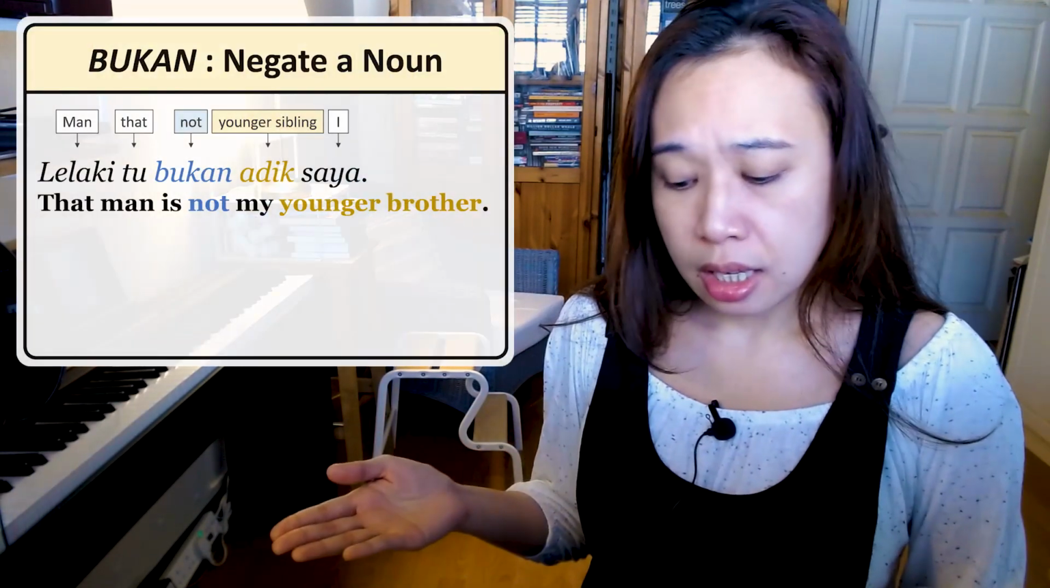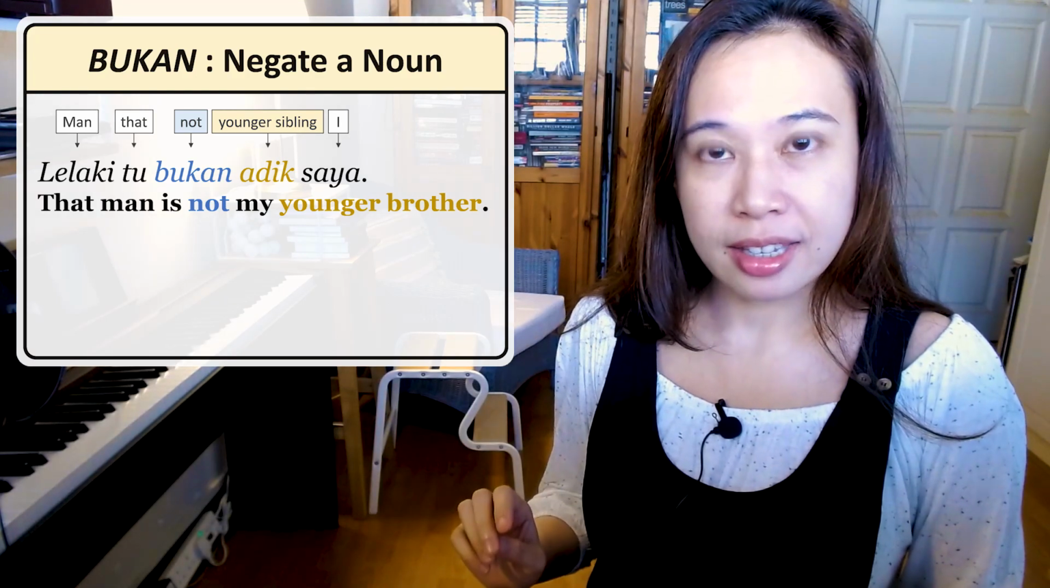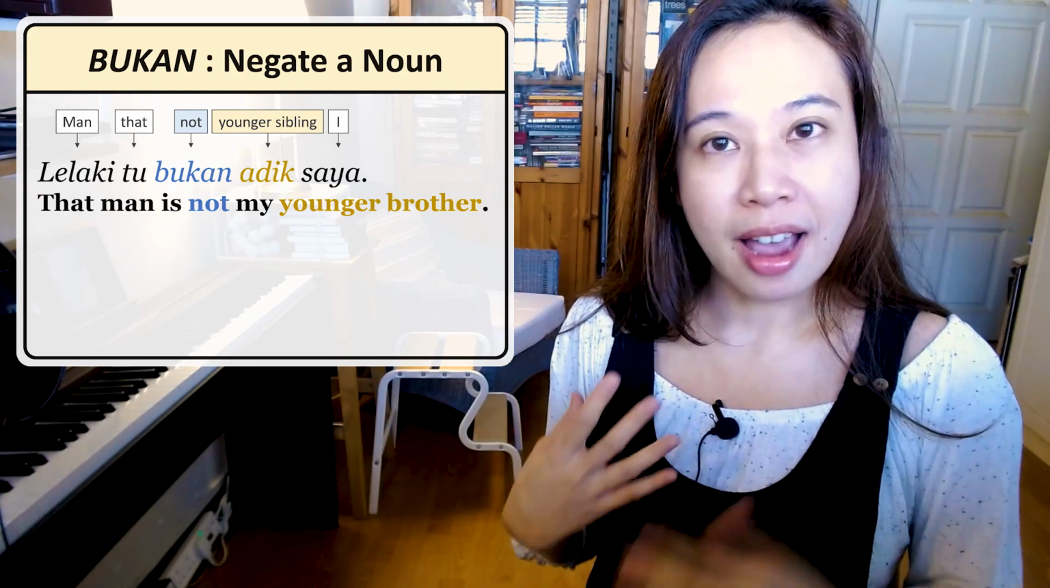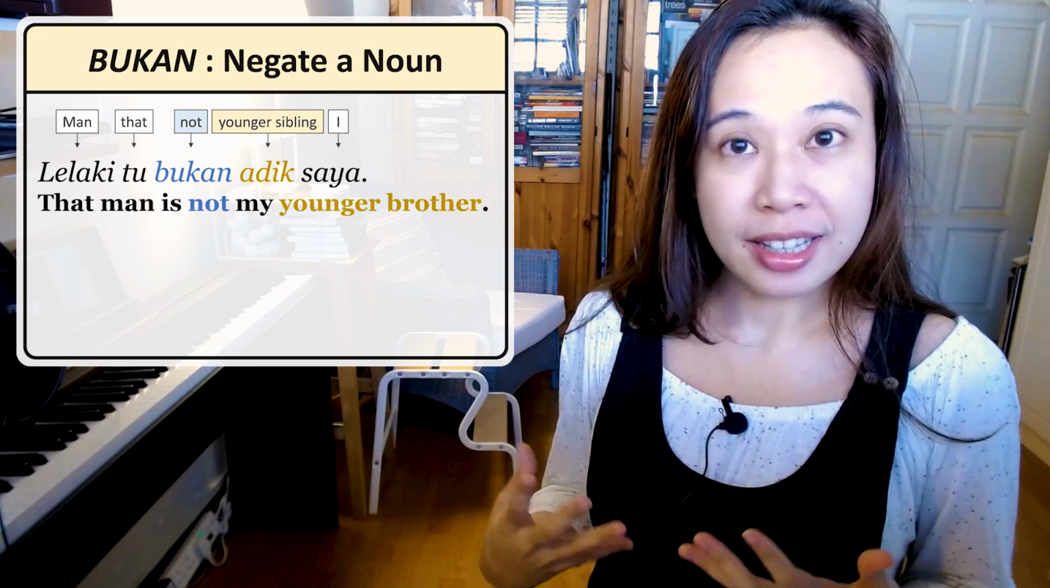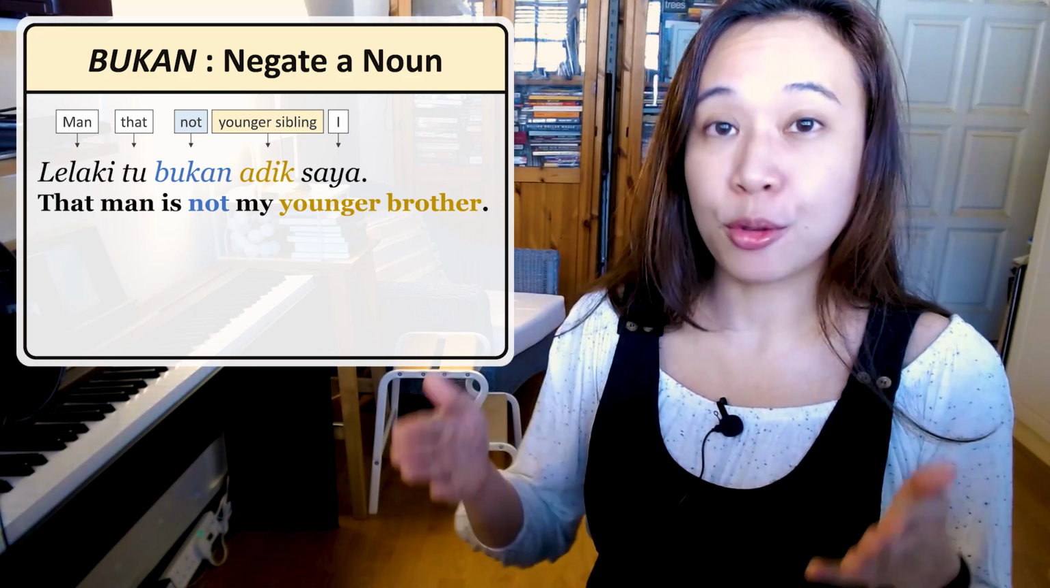And to demonstrate, I will give you two examples each, meaning for noun, for verb and adjective, to show you how these words of negation are used in a sentence. Let's start with bukan, to negate a noun. The first sentence is, lelaki tu bukan adik saya, my younger sibling, adik saya. So adik saya is a noun, so you have to use bukan.